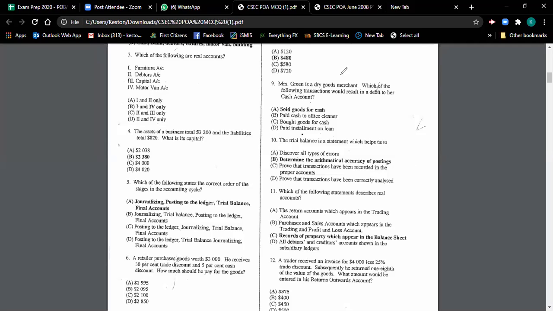Yep, records of property which appear in the balance sheet. So real accounts are everything that the business owns. C.